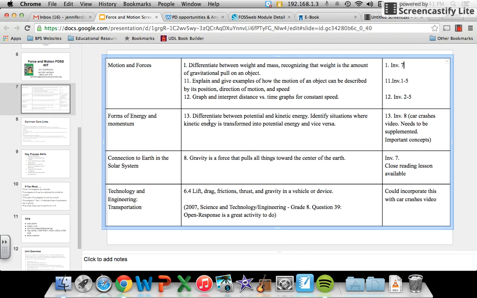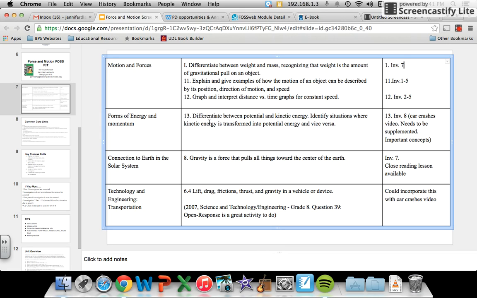There's a great connection to Earth and the solar system. In investigation 7, it's a close reading lesson, and it's the idea that gravity is the force that pulls all things towards the center of the Earth. It's a really good way to incorporate the Common Core literacy standards.